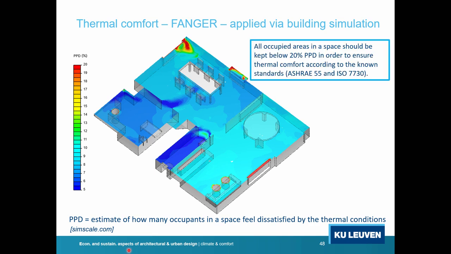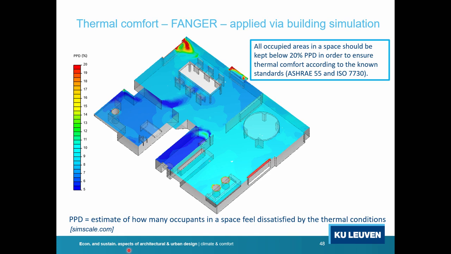Now, the 10% that he defined is interpreted a little bit differently by ASHRAE, which is an American standard for heating and air conditioning of buildings. You see that they keep 20% of dissatisfaction as a level of comfort. So it's less severe, let's say, than the first predictions of Fanger.